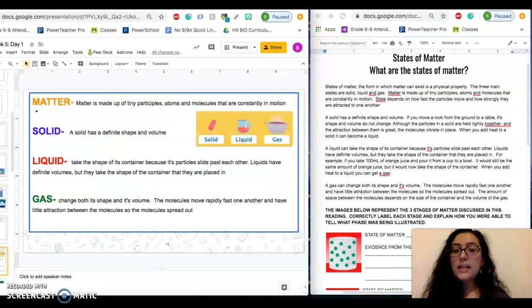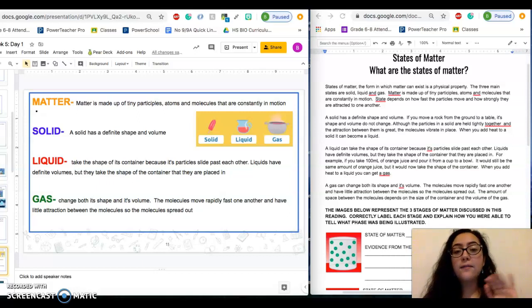All right, so then let's recap. So matter is anything that takes up space. It is anything that's made up of atoms and molecules, which is absolutely everything. The most common three stages of matter are solid, liquid, and gas.